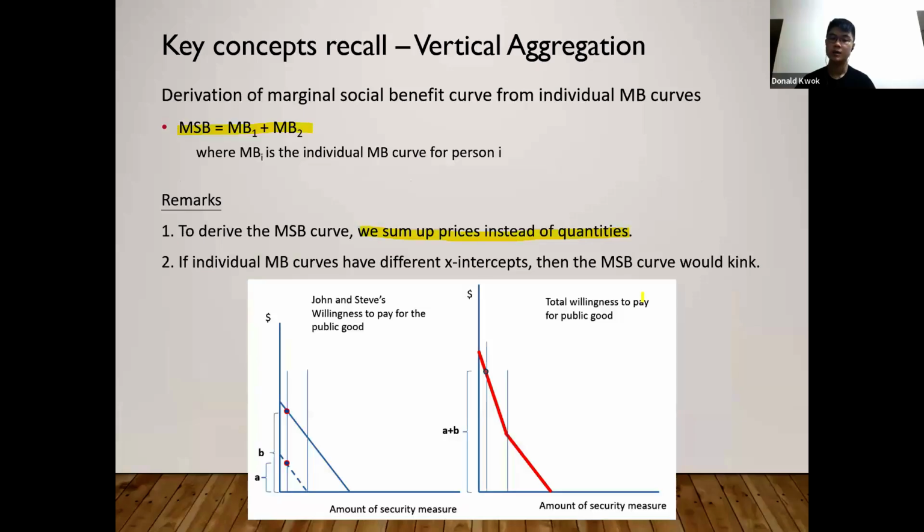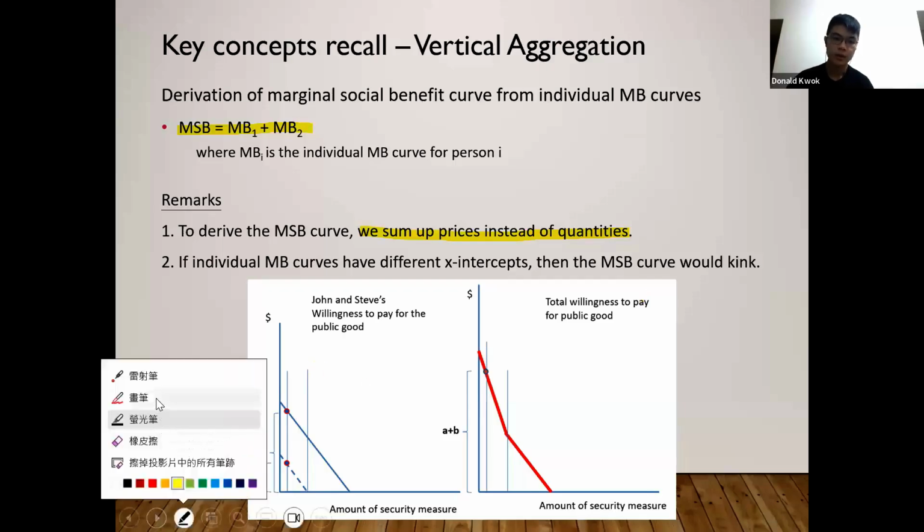So this relates to the first remark, where we sum up prices instead of quantities to derive the marginal social benefit curve. This is different from the technique we learned in chapter 3 about the derivation of market demand and supply. In that chapter, we learned about horizontal aggregation, where we sum up quantities to derive market demand and supply. But here, to derive the marginal social benefit curve, we sum up prices instead. We are doing vertical aggregation. So don't mix up the two techniques. If the question gives you quantity as the subject in the marginal benefit curve, then you need to change the subject to P first before the derivation of the MSB curve.